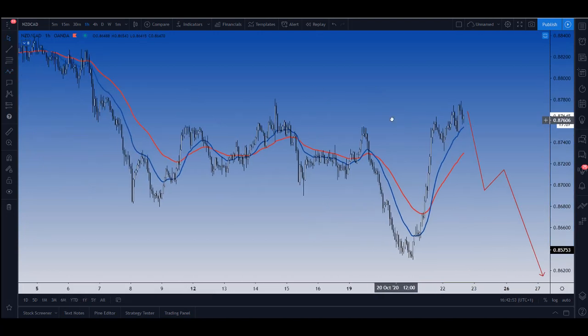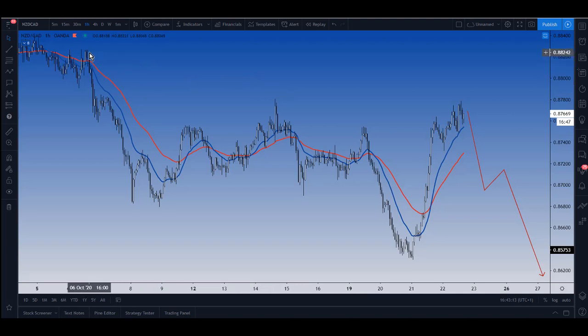You can also look for these EMAs to swap over. In an uptrend on this hourly time frame, the blue, the 20, is above the 50, but in a downtrend, the 50 is above the 20. You might want to wait for an EMA cross. It just depends on what type of trader you are.